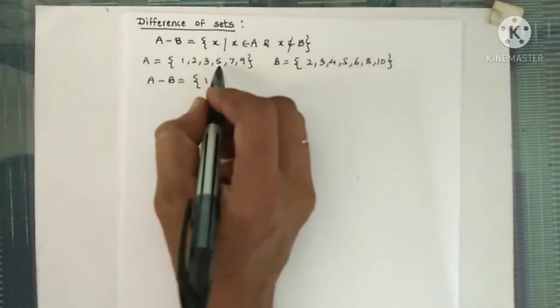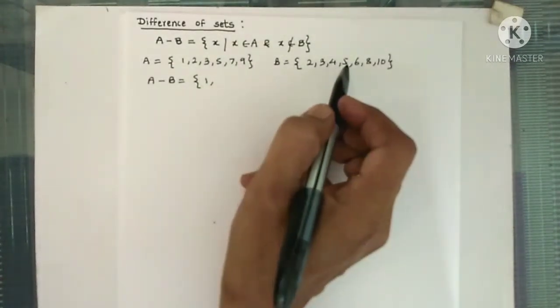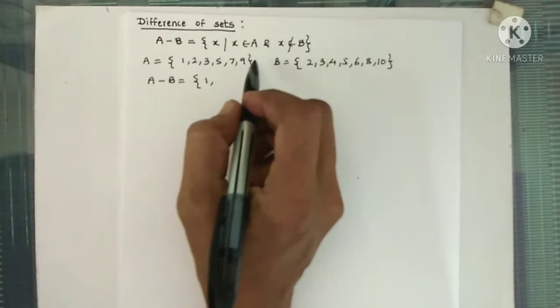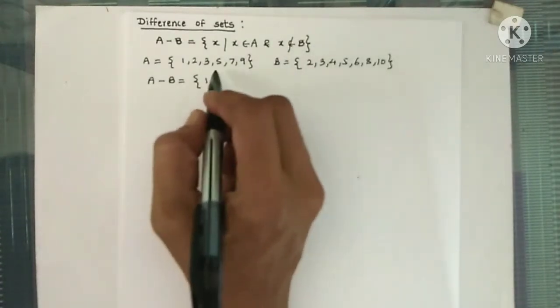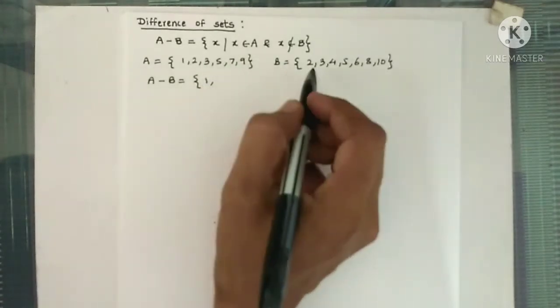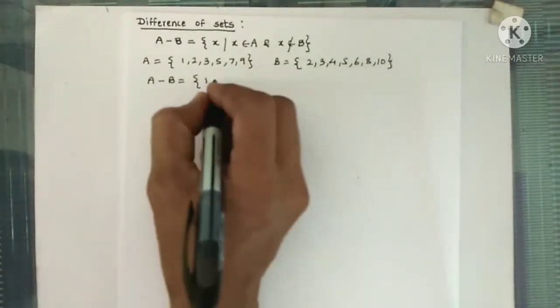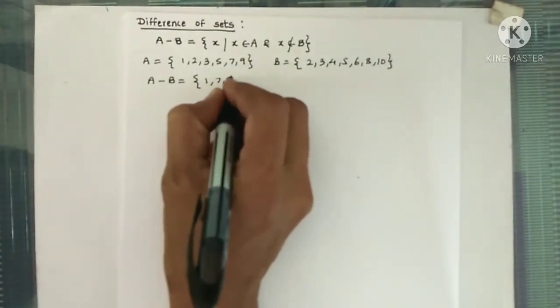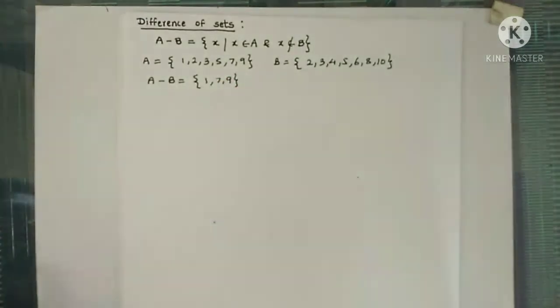Now next is 5. So 5 also belongs to B. So it doesn't satisfy this condition. So 5 does not belong to A minus B. Now 7 and 9, they belong to A but they are not members of B. So next members of A minus B are 7 and 9. So A minus B is {1, 7, 9}.